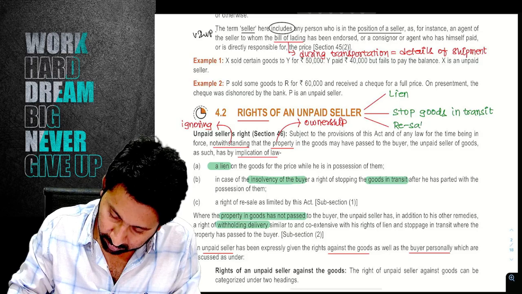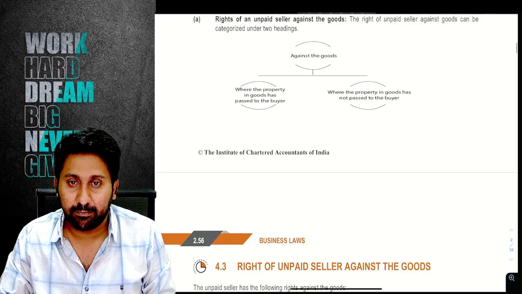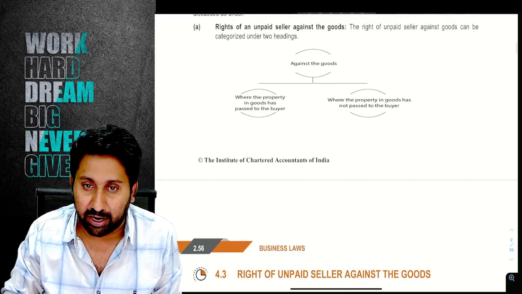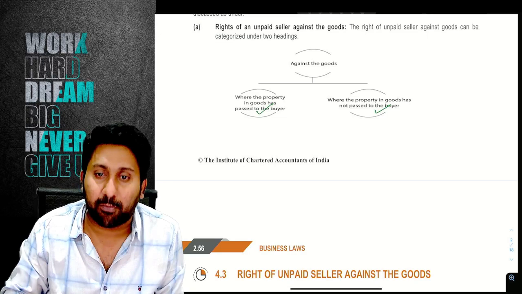These are the three rights about which we are going to discuss: the right of the unpaid seller against the goods. Two situations will come: where property is passed and where property is not passed. Property represents what? Title, ownership.